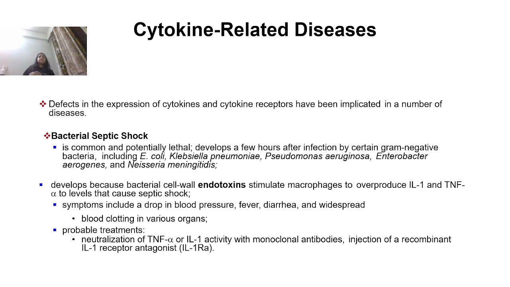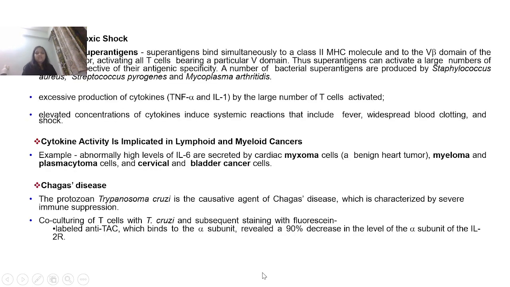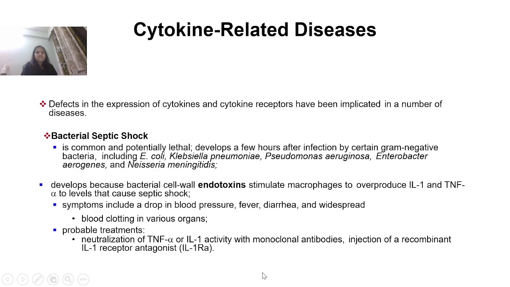So there are different kinds of cytokine related diseases which can occur. For example, if there is a defect in the expression of cytokines and cytokine receptors, then a large number of diseases can occur. For example, there can be bacterial septic shock. It is very common and potentially lethal.